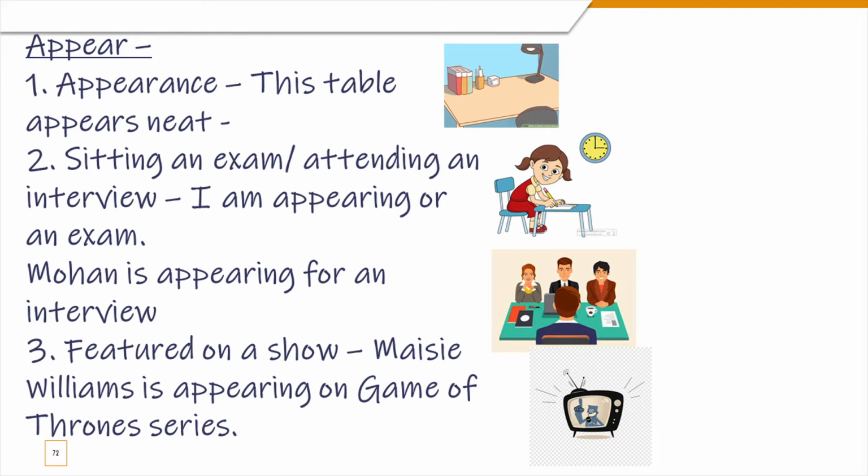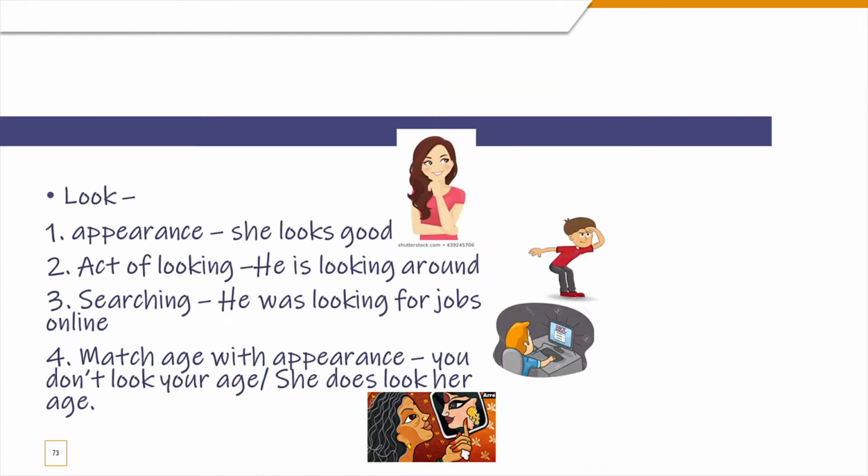Right? Now the second one is you are sitting an exam, or you are attending an interview. So you can say something like, I am appearing for an exam, right? Or Mohan is appearing for an interview. So that's another example. So you have two different meanings, okay? And the third one is when someone is featured on a show. For example, Maisie Williams is appearing on the Game of Thrones series. So appearing means she is acting in that movie series, okay, in that show, right?